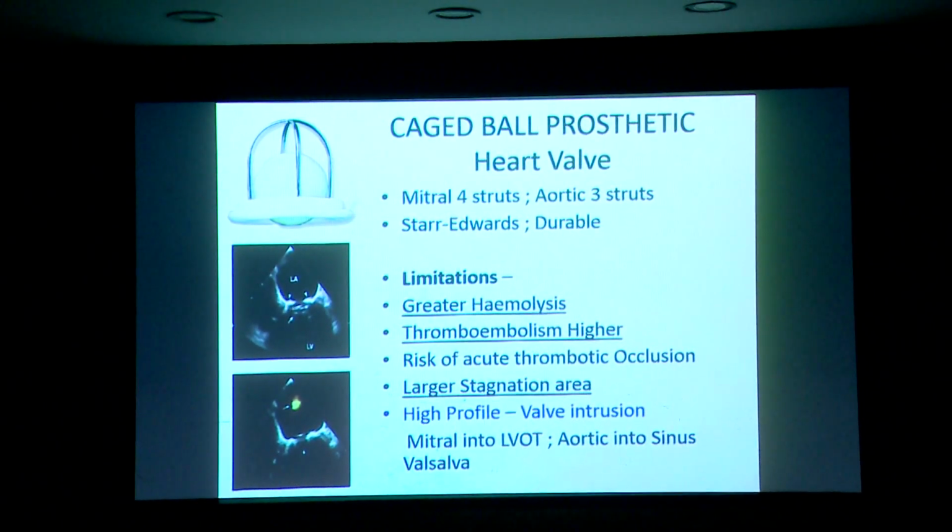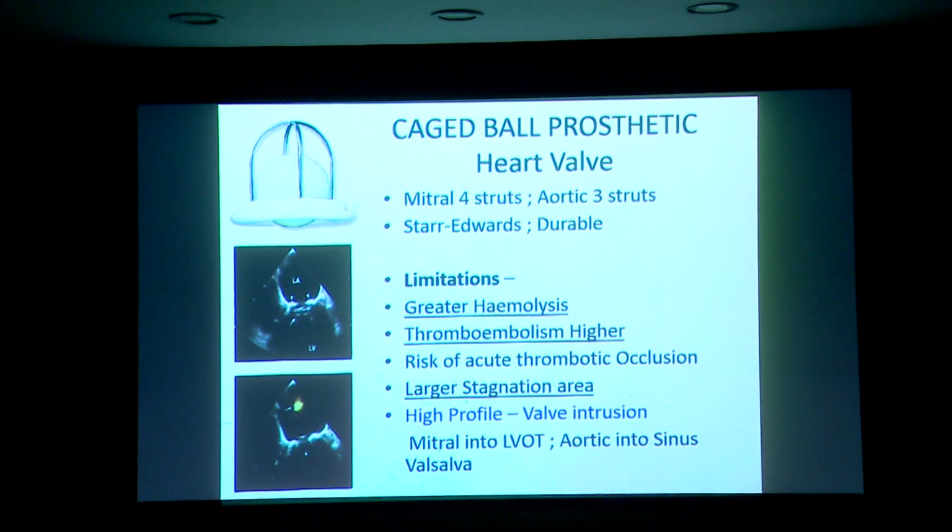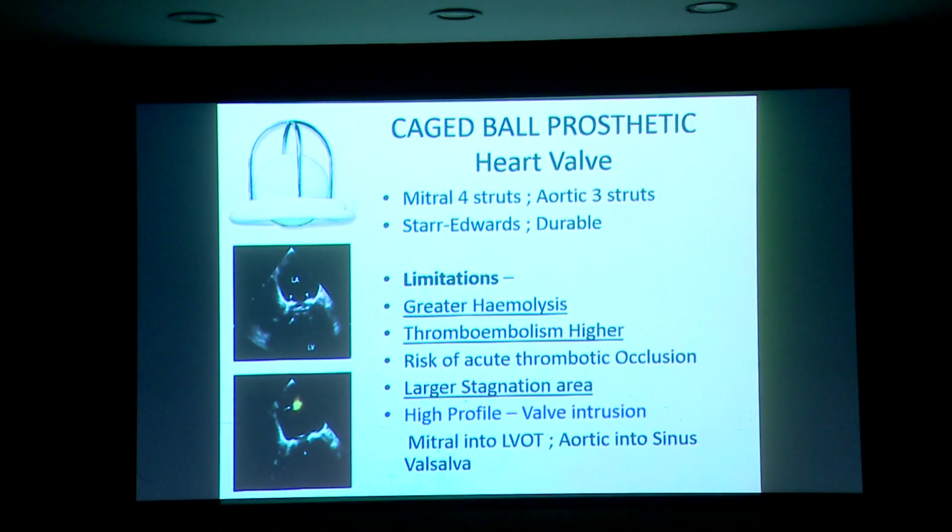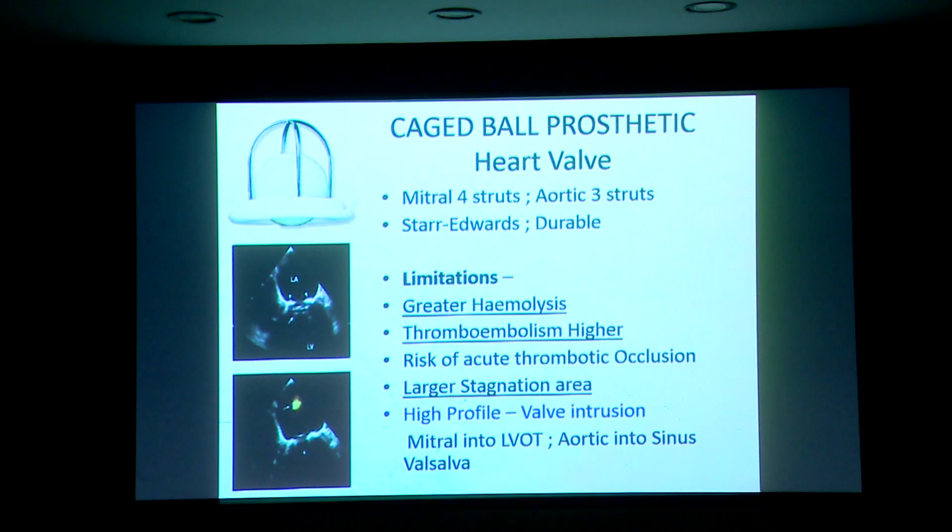This is a ball and cage valve; it's rarely used now, not much in practice. It can be used in the mitral position. It has a cage here and an elastic ball; this is the valve closed, here it's open. There are several limitations of this: it has greater hemolysis, a greater stagnation area, and a greater chance of thrombosis, thromboembolism, and thrombotic occlusion of the valve.